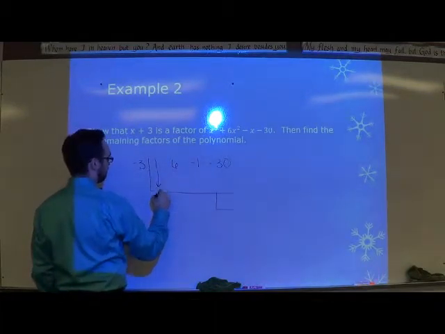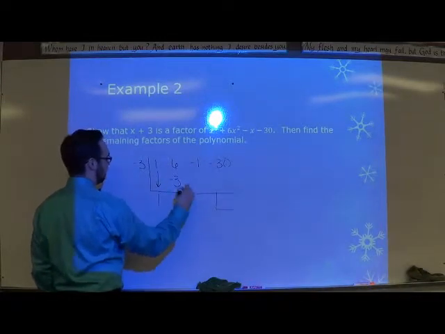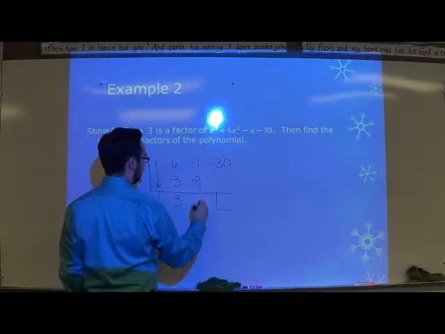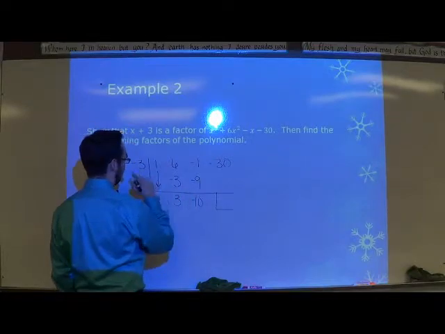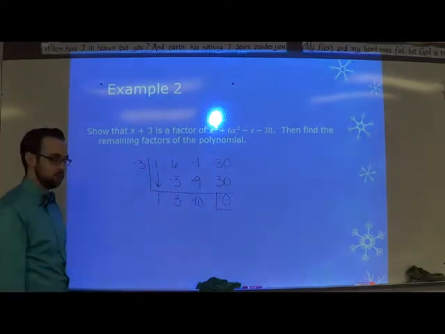So I bring down the 1. 1 times negative 3 is negative 3, plus 6 is 3, times negative 3 is negative 9, plus negative 1 is negative 10, times negative 3 is positive 30. We add them up and we get 0.